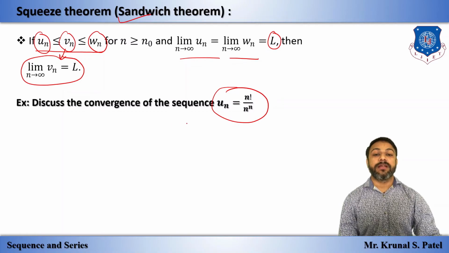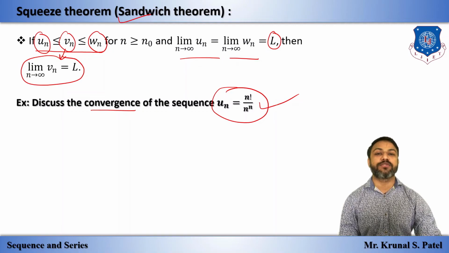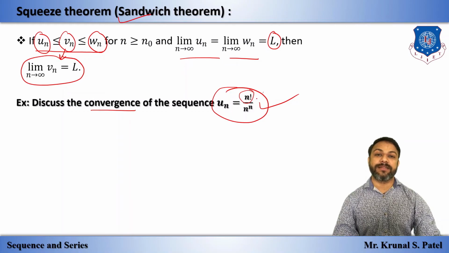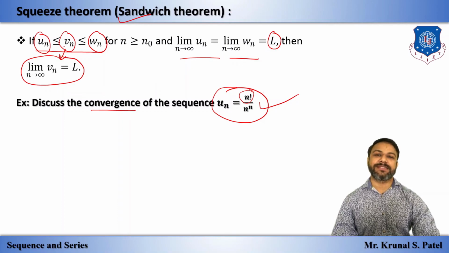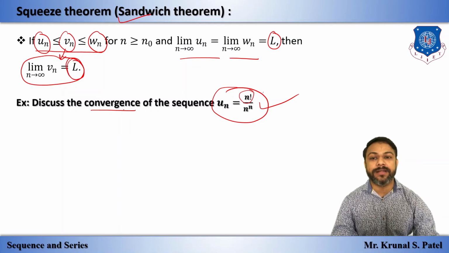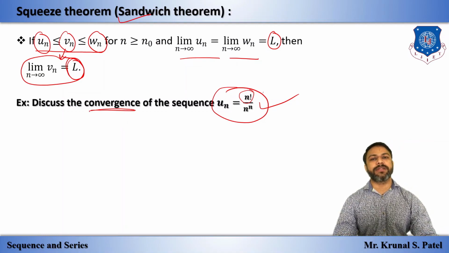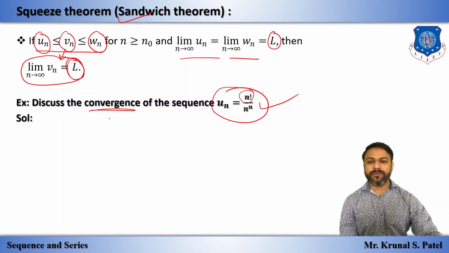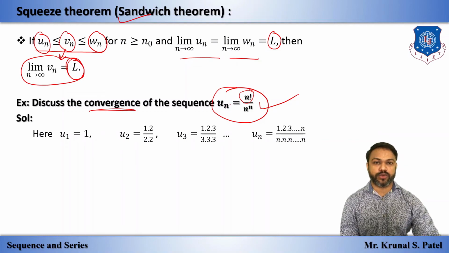Okay, now we want to discuss the convergence of this. That means we want to find the limit of this. As I told, because of the factorial, we cannot find the limit so directly. So we will find this limit by using the sandwich theorem. If by the sandwich theorem we can find this limit value and it is finite, then it is convergent; if it is infinite, then divergent. Simple.